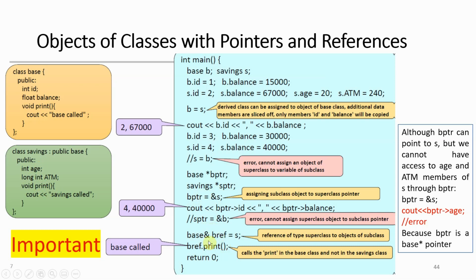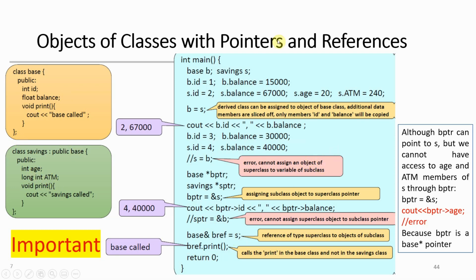Similarly, we also have a reference variable. So base ampersand bref. You can also assign S to this bref. This is also possible, but again, you have to know that this bref is going to be a base ampersand variable. It's a reference variable of class base. So using this variable bref, you can only have access to base members, not the savings members, right? So you can have access to ID and balance of S, or you can call the print function here, but you can't have access to age and ATM.